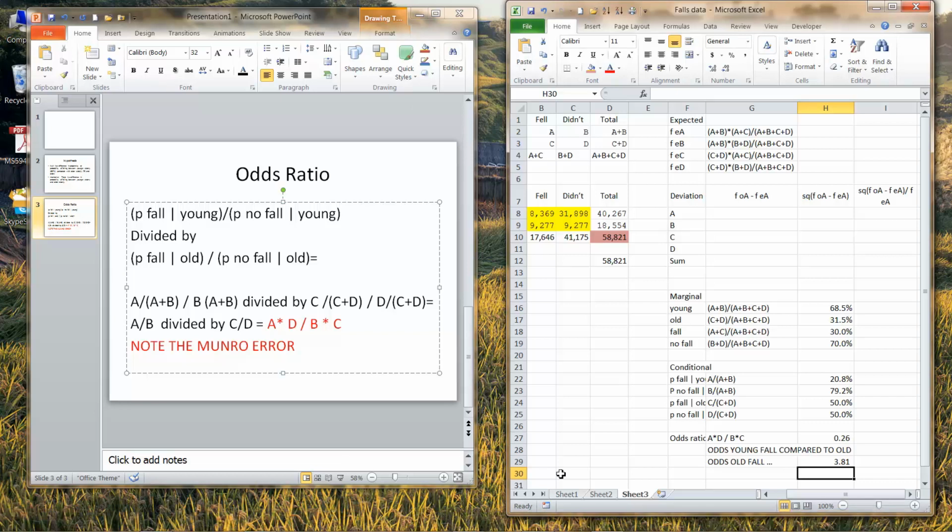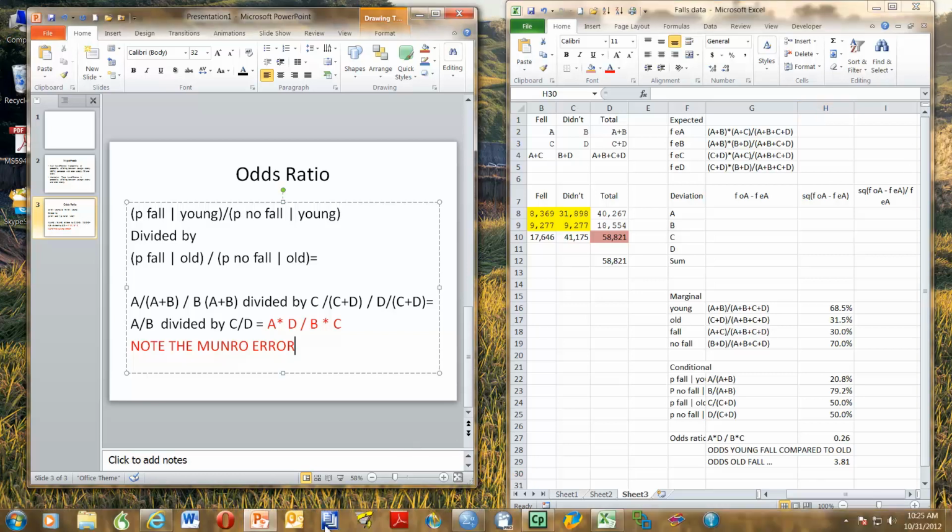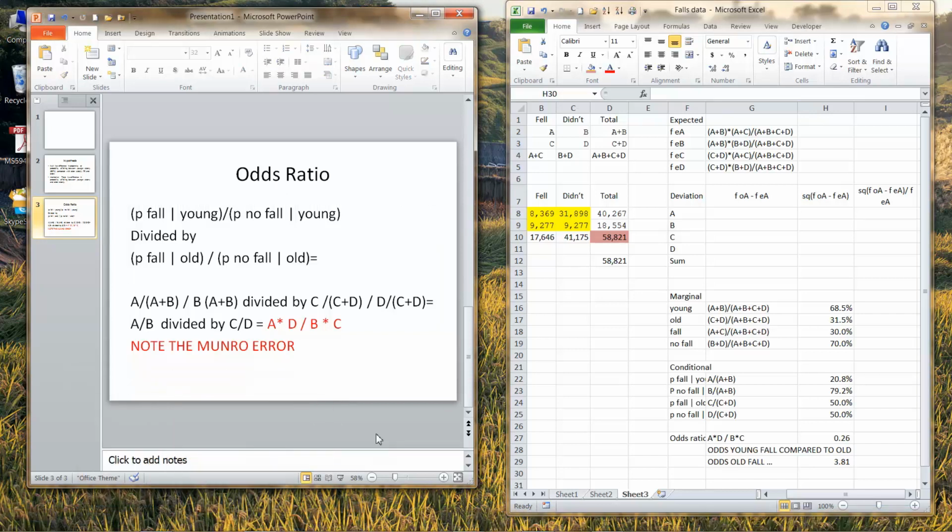Next step here is to do our chi-square test. So as you recall, to do the chi-square test, in the first step, we developed our hypothesis. No difference in propensity or probability of falling. Alternative, there is a difference.